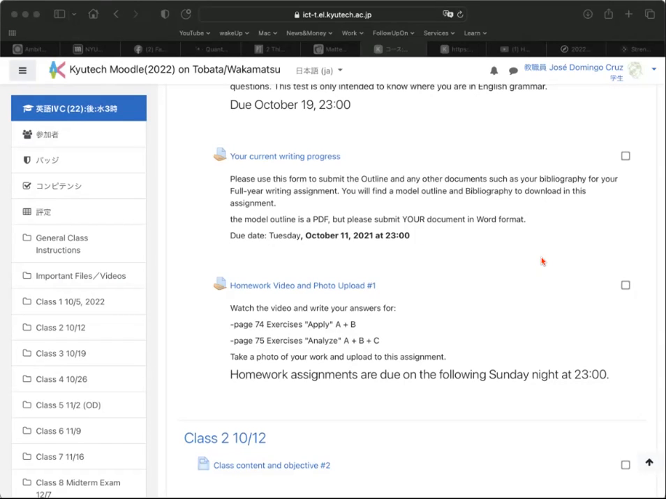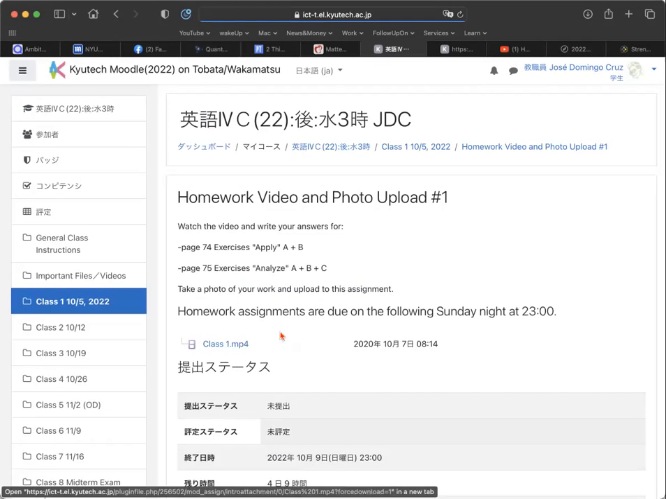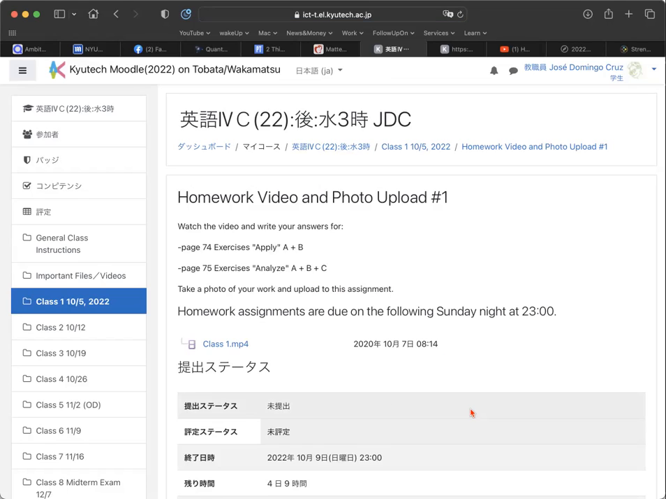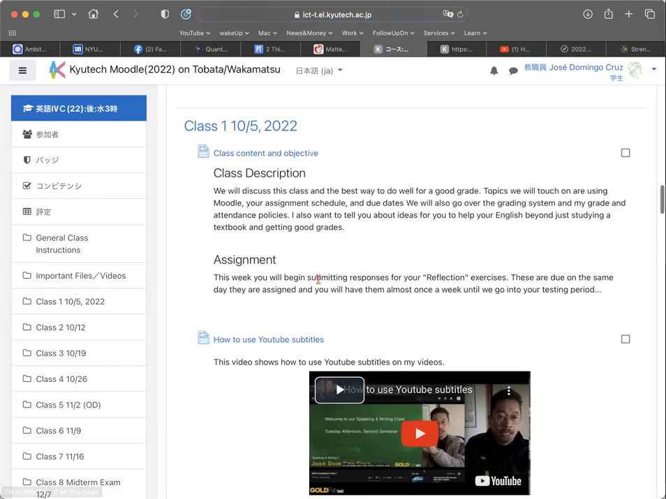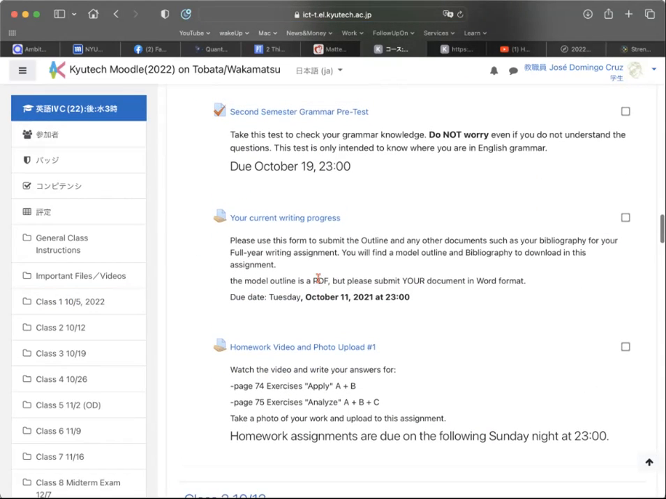Kyushu Kodai. So here, click that, watch the video, do these exercises, and you can do them in the textbook or you can do them on another piece of paper, take a picture and send it to this assignment. Every week we'll be doing that, okay? Those are the 3 assignments, okay? So let me recap that, okay? The grammar pretest, your current writing progress, and the homework.